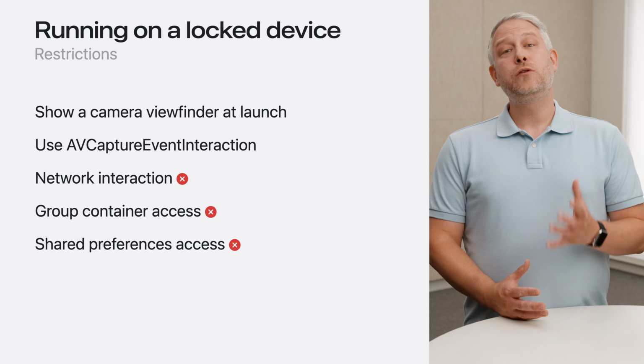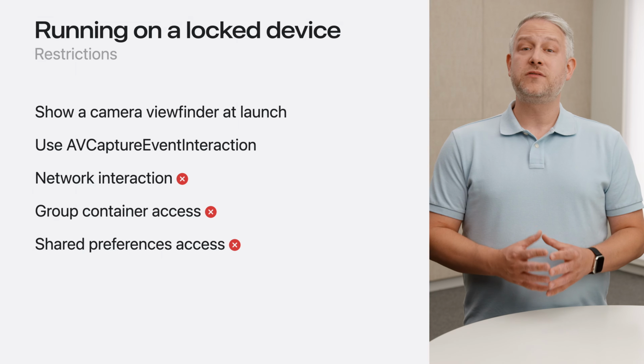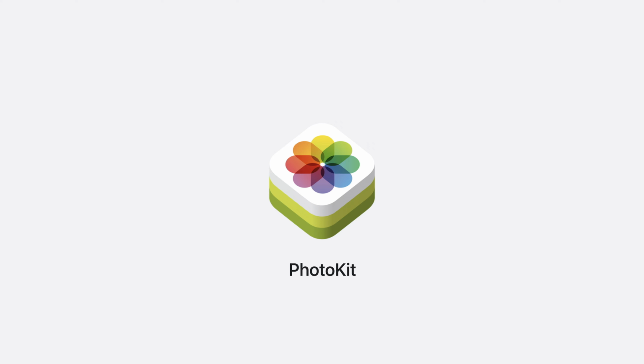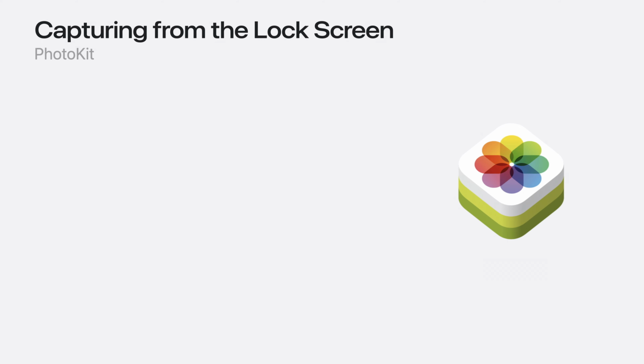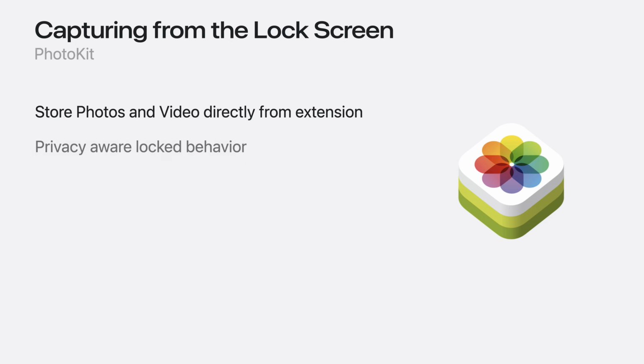First, let's take a look at how persisting data for captures works when in the extension. We recommend using PhotoKit to save photo and video assets captured from your extension. With PhotoKit, your extension can add captured photos and videos to someone's photo library, even when the device is locked. PhotoKit is designed to protect the private photos and videos in the photo library when the device is locked.